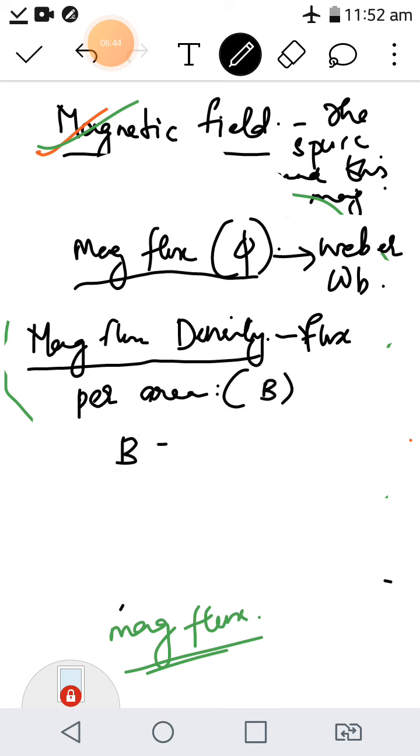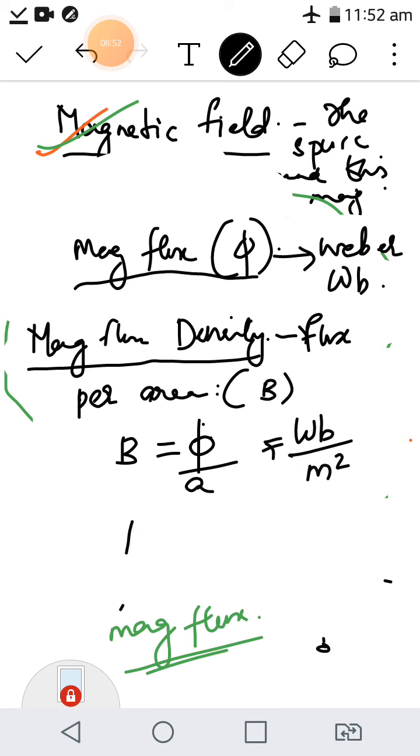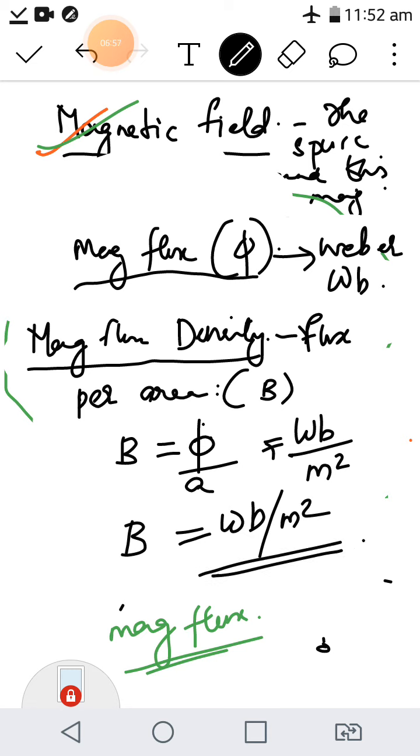So B is equal to flux per area, so phi divided by A. The unit of phi is Weber. The unit of area is meter square. So the unit of magnetic flux density will be Weber per meter square. Or this Weber per meter square is sometimes termed as Tesla. Its another unit is Tesla.